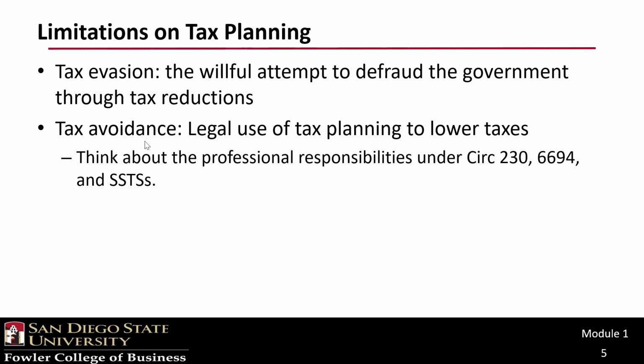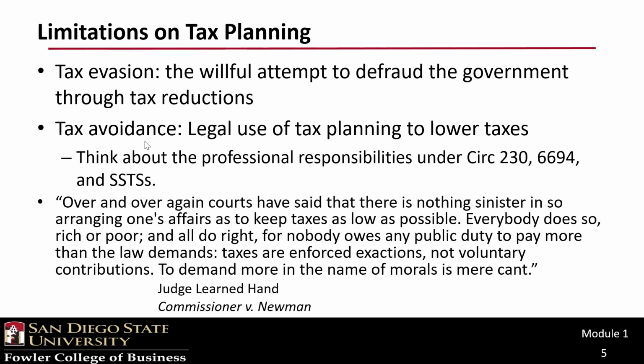And if you're concerned about that, think about the professional responsibilities we covered earlier in this module, those under Circular 230, Code Section 6694, and AICPA's SSTS. Because over and over again, courts have said that there's nothing sinister in so arranging one's affairs as to keep taxes as low as possible.